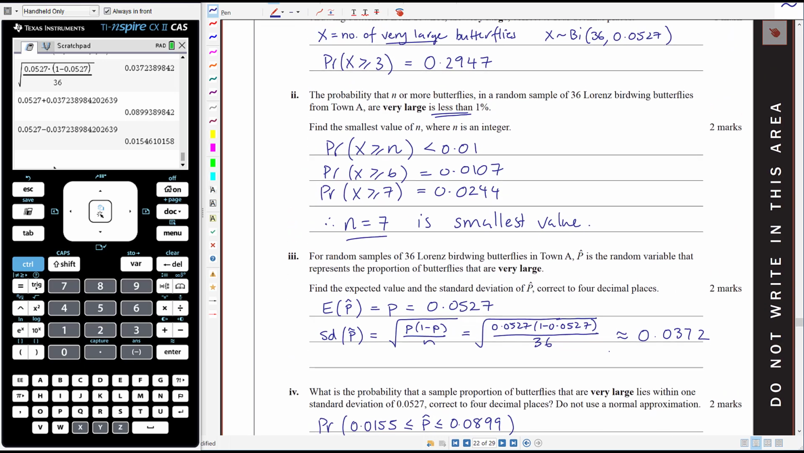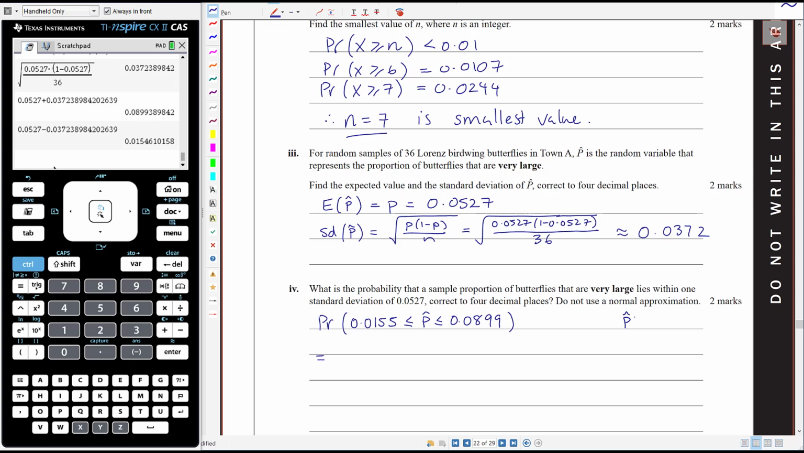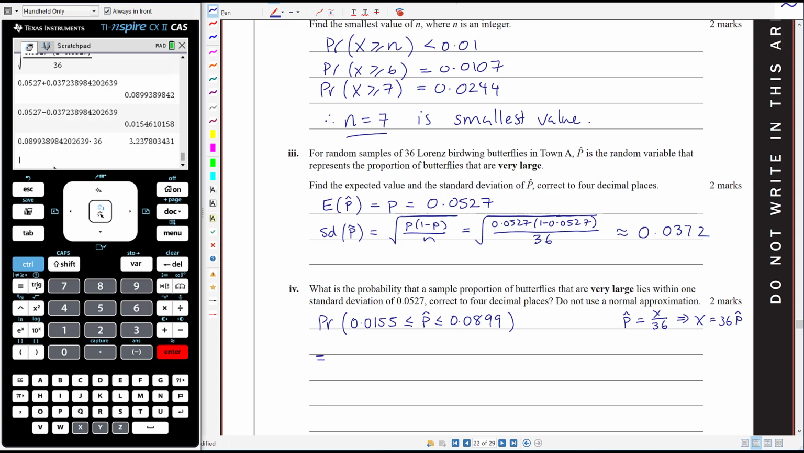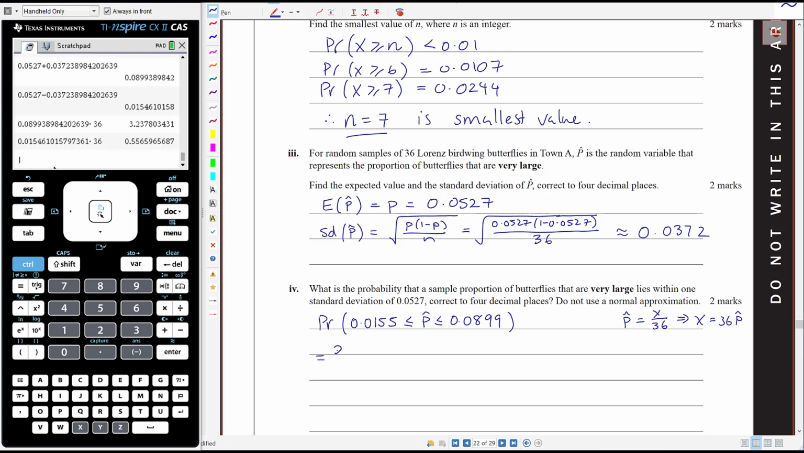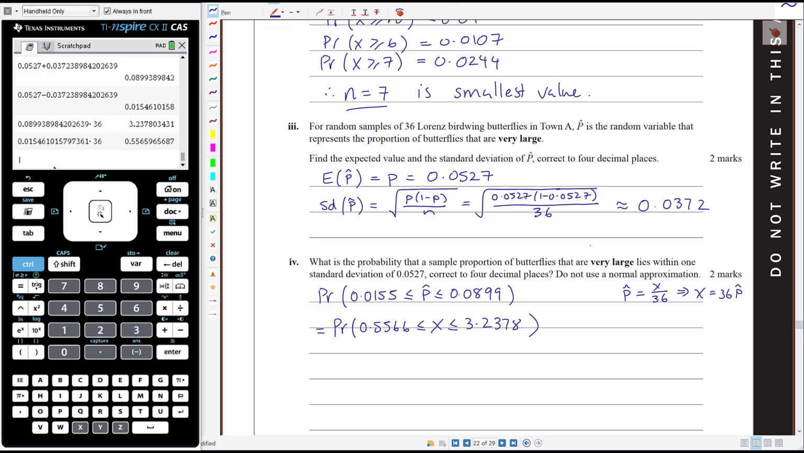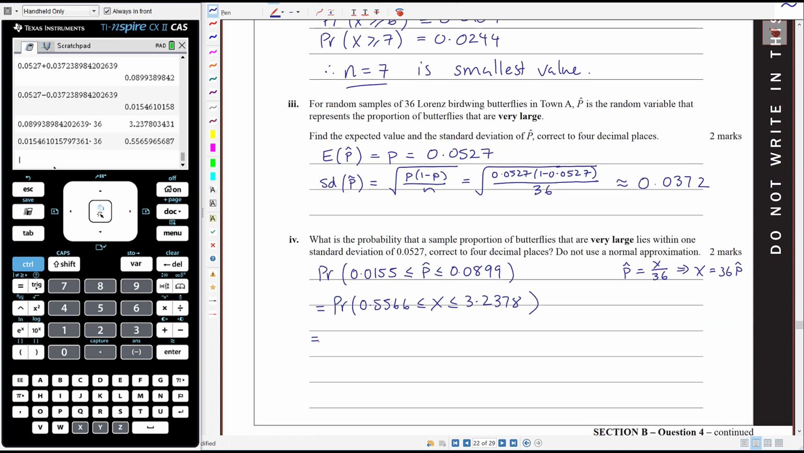Okay. Now we want to convert this to x. So what we need to understand here is that p hat, the proportion of butterflies, is the number of butterflies divided by 36, which means that x is 36 times p hat. So if we multiply both of these values by 36, what we actually find is that this is the same as the probability of x being between 0.5566 and 3.2378.